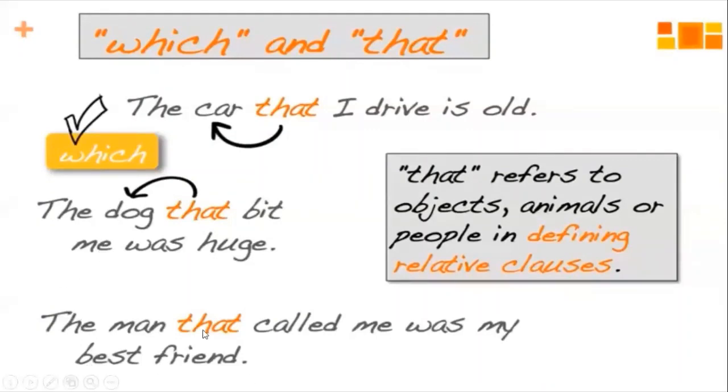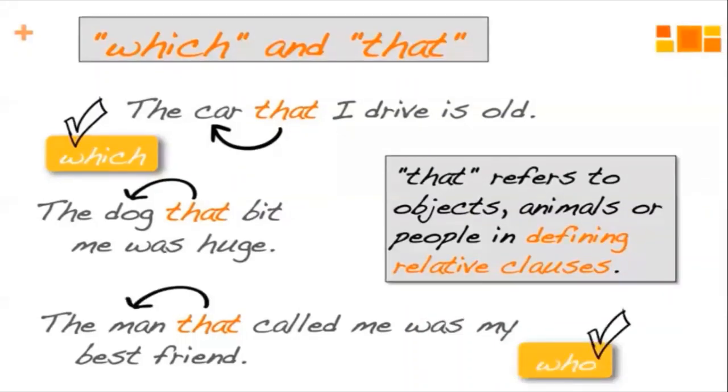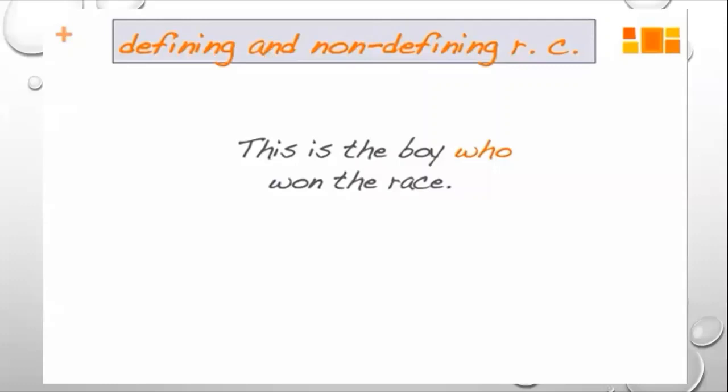How about the last one? The man that called me was my best friend. Which one is the relative clause? That called me. All right, great. And is this object or subject? Subject. And is this defining or non-defining? Defining. You see, guys, you can now easily recognize it very easily, right?